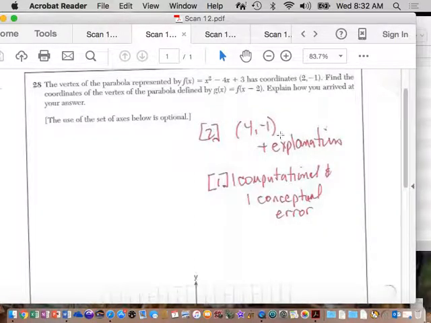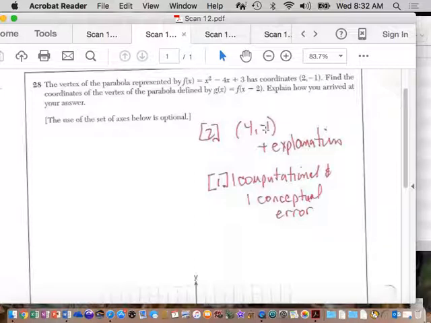It's horizontal shift. We move 2 to the right. Now, it does say to explain, so you can't just write (4, -1). If you write (4, -1) with no explanation, it's only worth 1 point. Your explanation should say something like, inside the parentheses is horizontal shift, it's reversed, so I move 2 to the right. The big thing is the words 2 to the right, as long as that's in there, okay?